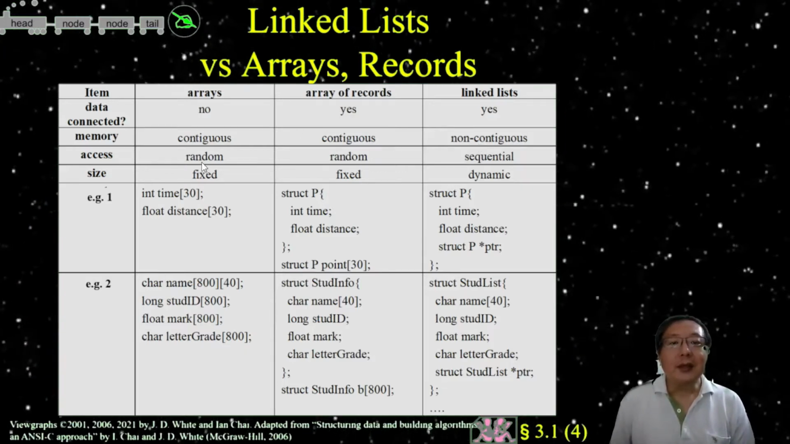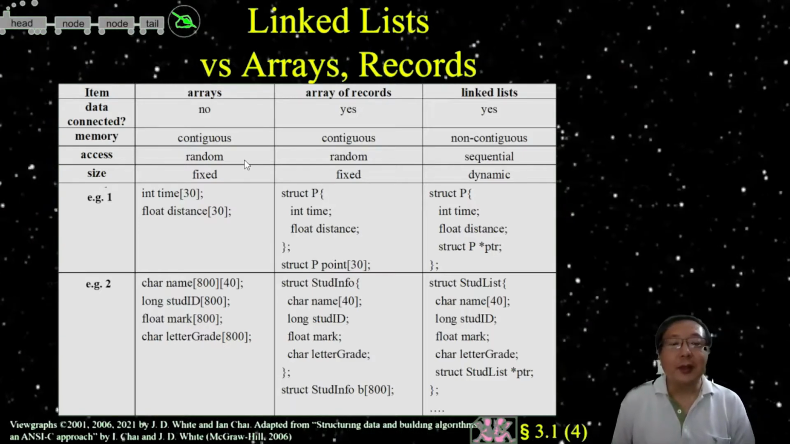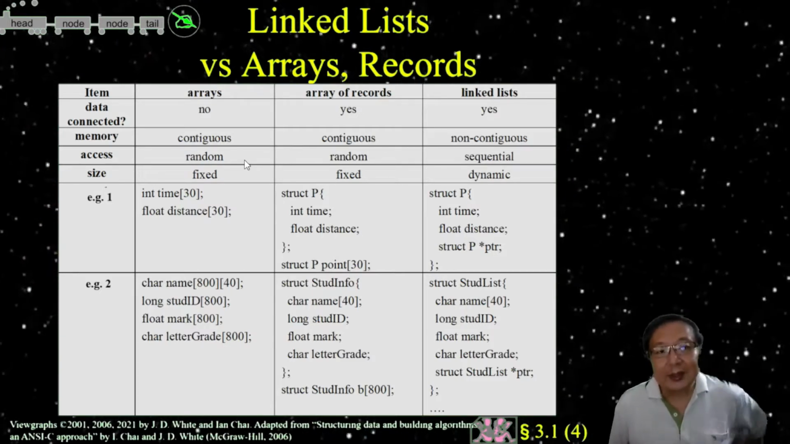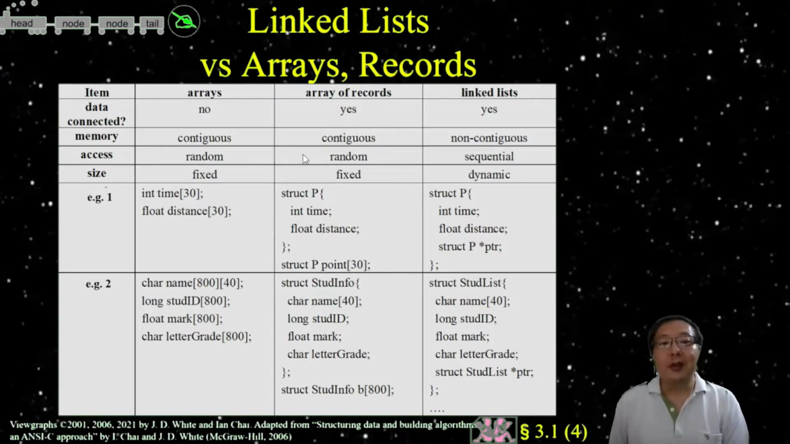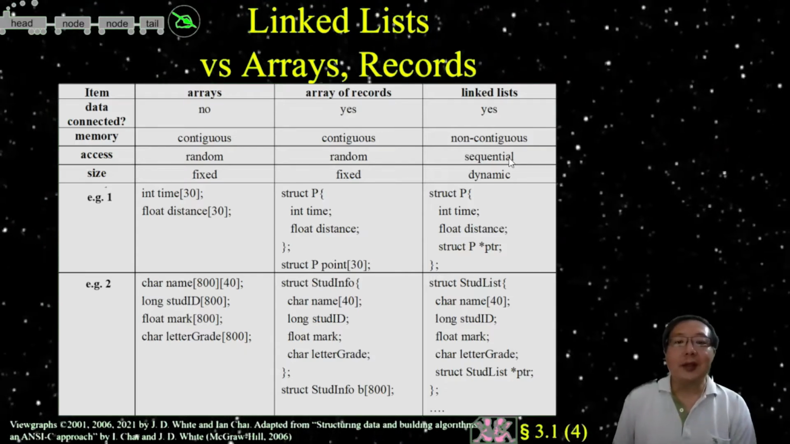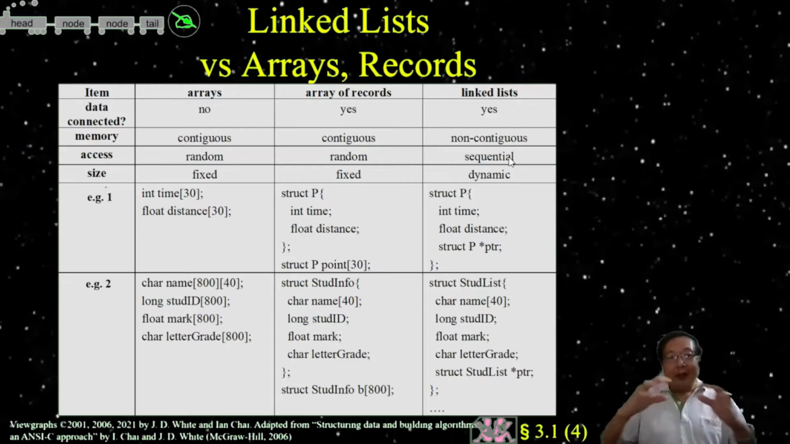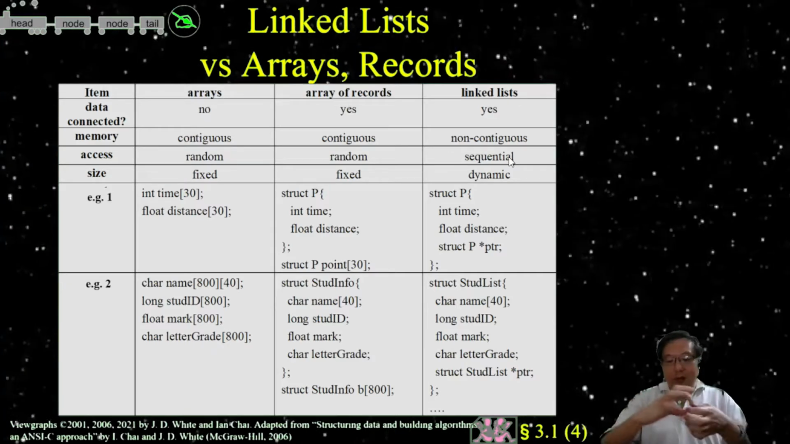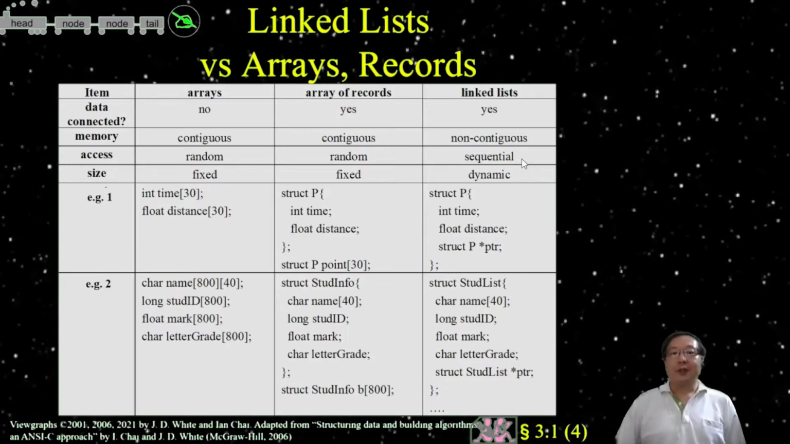Now, in arrays and arrays of records, the accessing of the data is random access, meaning just give the index and then you can jump straight to the particular array location or the array of records location. Linked list, however, is sequential. It's like a list of things chained, like a chain. You have to go from one link to the next link to the next link. Okay, so it's sequential.